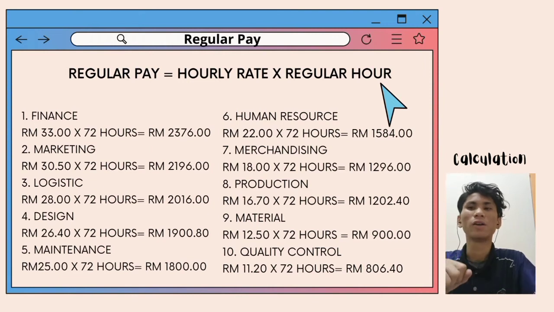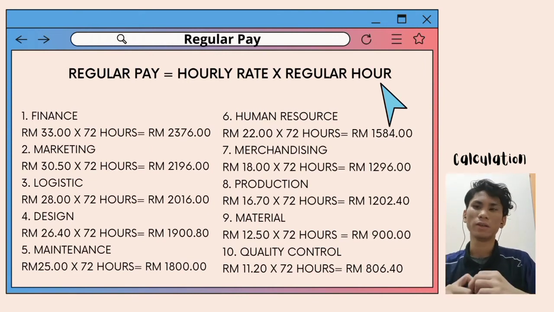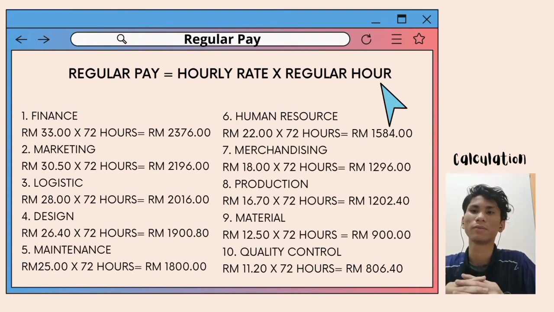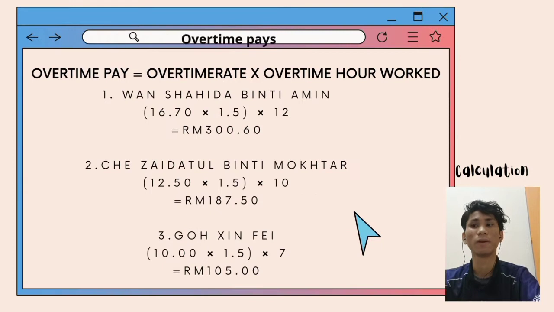Okay, now is regular pay. The regular pay formula is regular pay equals hourly rate times regular hours. First, we have finance, which is RM53 times 72 hours equals 2,376. And the others are marketing, logistics, design, maintenance, human resource, strategy, product creation, material, and quality control, which are calculated in the same way.